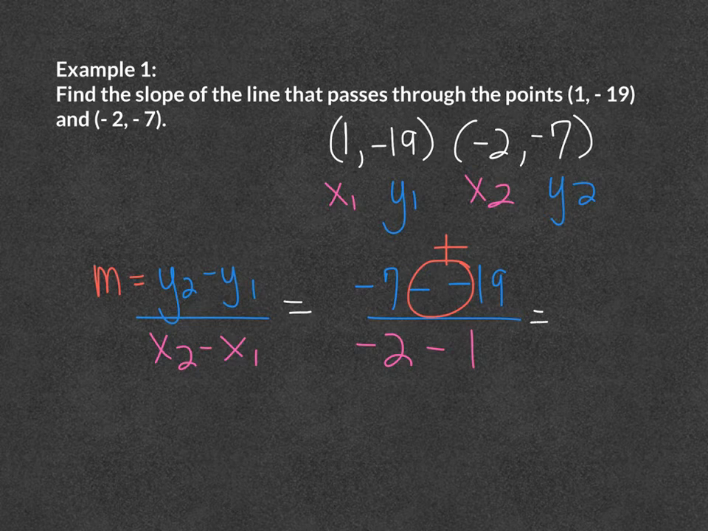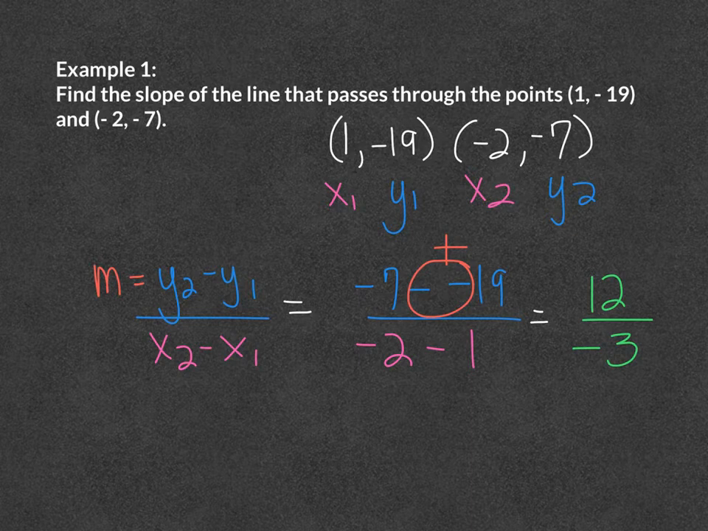So now I have 19, which is positive 19, minus 7, that's going to give me 12, all over -2 minus 1, so I just add those together and keep the same sign. So that's going to be -3. However, I notice that I can simplify. So 12 divided by -3 will give me a -4. So my slope is -4. I could also rewrite it as a fraction, and it could be -4 over 1.